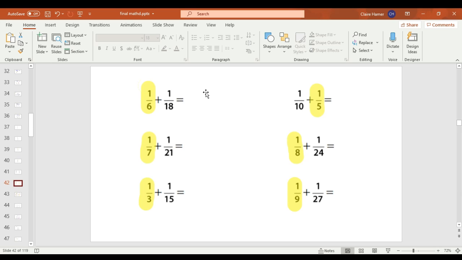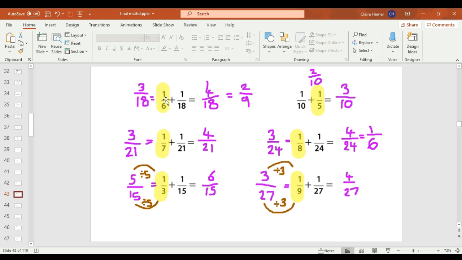Right, I'm going to reveal the answers. So you can see my workings on the screen. So I made 1/6 into 3/18. Then I did 3/18 add 1/18 equals 4/18. Then I worked out that fraction can be simplified. So you could have also written 2/9. That's the simplest form. Okay, if I go through one more, I won't talk through all of them.